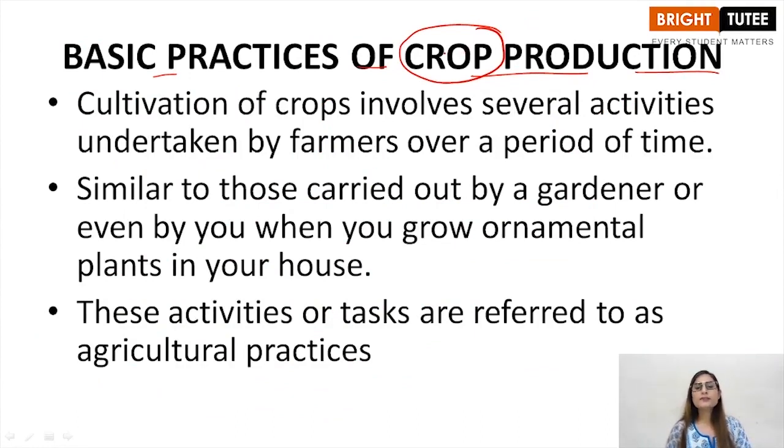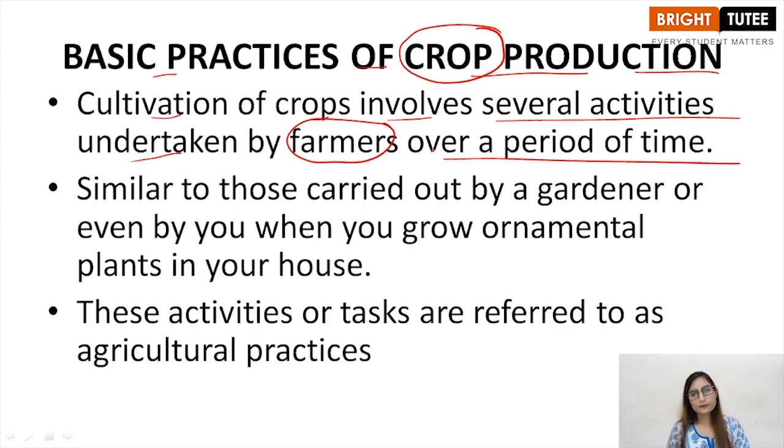So there are certain practices which have been adopted by our farmers, which help them in growing better crops and also obtaining crop in time, right? Students, cultivation of crops involve several activities undertaken by farmers over a period of time. Obviously, there has been a long time of experimenting how we can obtain a better yield in a good time, right? So there are several activities involved in cultivation of crops.